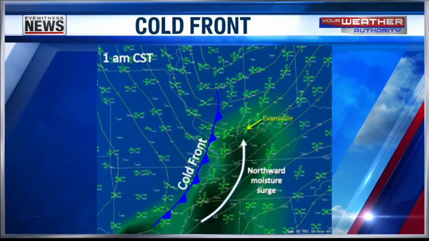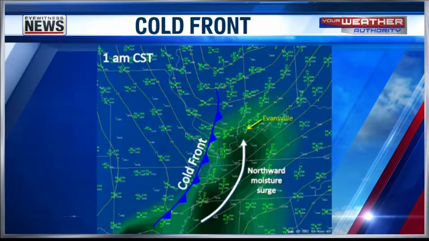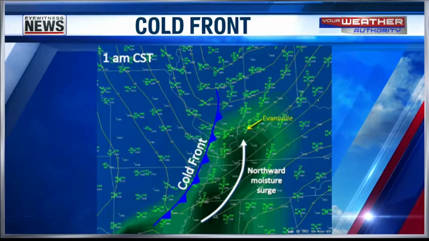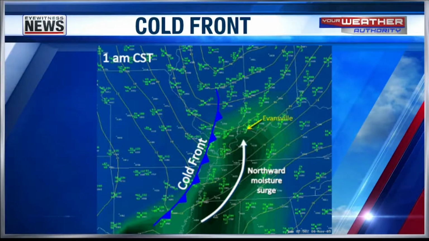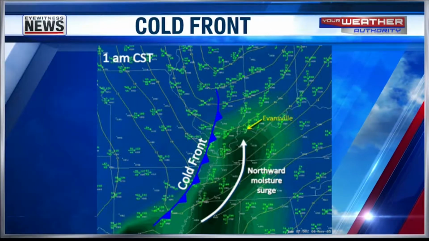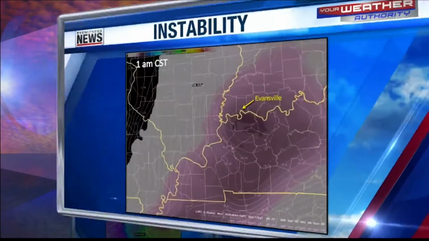So a cold front was on its way through, is off to our west, but you can see there was a northward surge of moisture working its way in. Moisture itself is fuel for a storm. A storm needs moisture, obviously, because storms bring rain, but the more moisture a storm can get, higher dew points, that then in turn will result in more fuel for that storm.